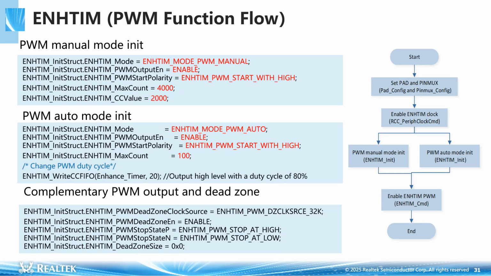Manual mode initialization process. Step 1. Enable PWM function in the initialization structure. Step 2. Set the count value for one period, which is max counter. Step 3. Set the count value for high level, which is CC value. Step 4. Enable the timer. Step 5. Output the corresponding PWM waveform.